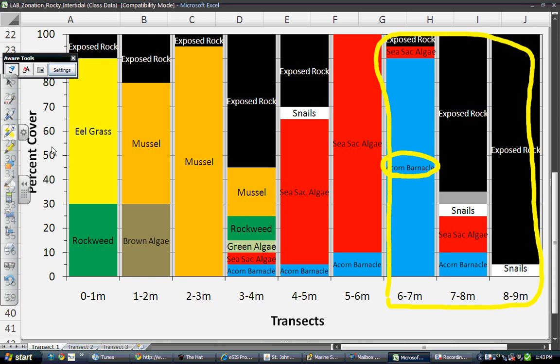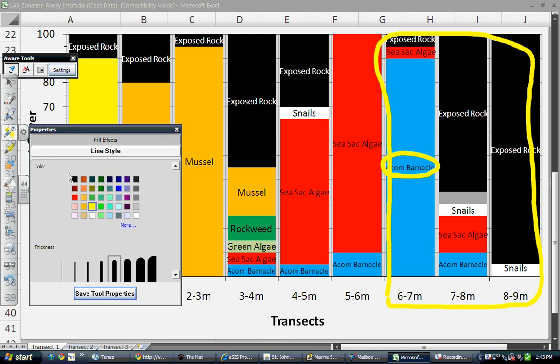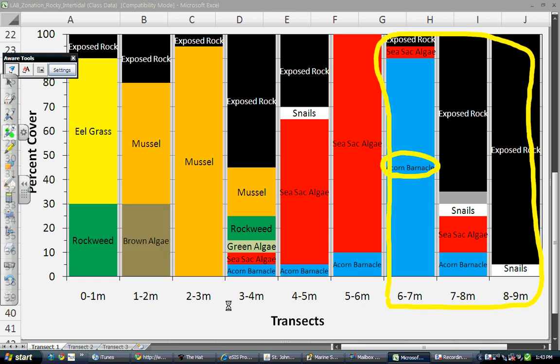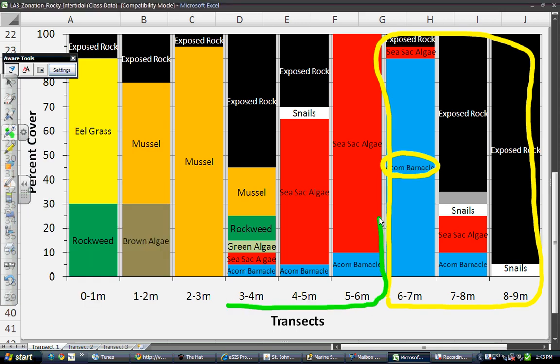Well, question number 2 asks what organisms dominate the middle intertidal zone? Well, the middle intertidal zone would be these guys. I'm going to highlight them in green. The transects in the middle. Okay, that would be what we could consider the mid-intertidal. And we can see here the dominant organism is sea sac algae.